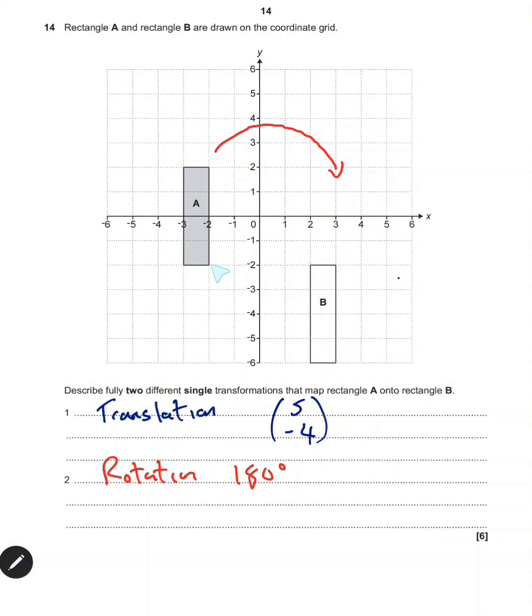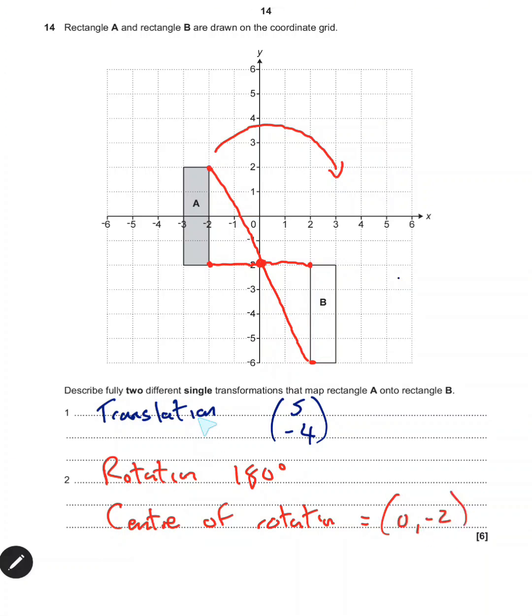Now what we can do is match up points again. If I match this point to this point and draw a line, and then match this point to this point and draw myself a little line, where those lines cross over should be the center of rotation, should be where we've spun around. So I need to write that down as well. We call it the center of rotation, and that is 0, -2. There's plenty of marks for just saying.